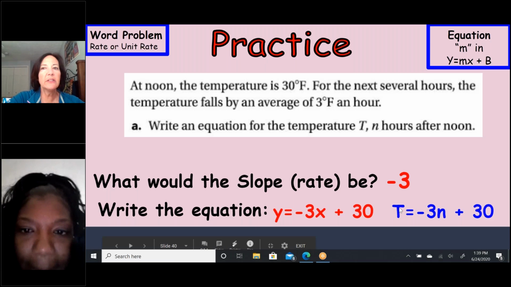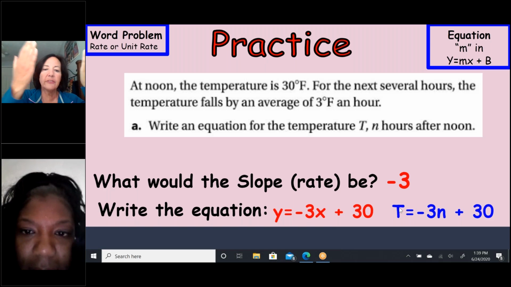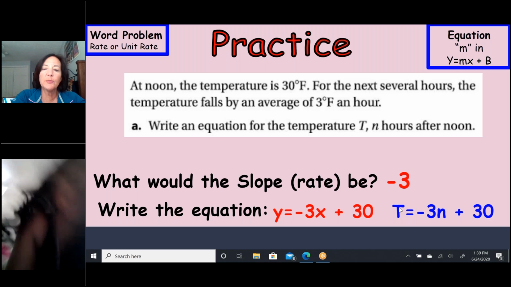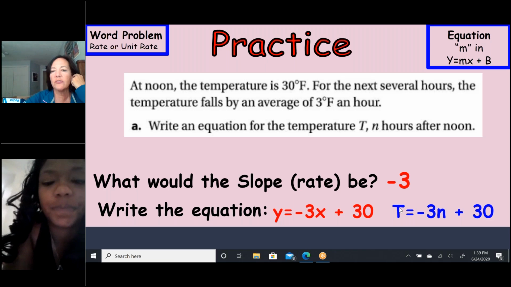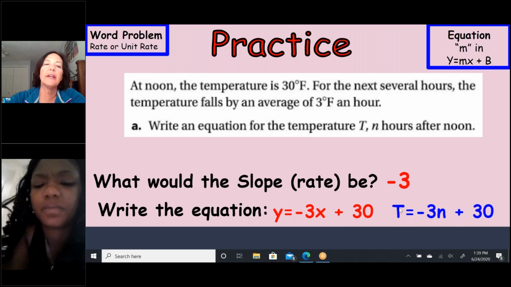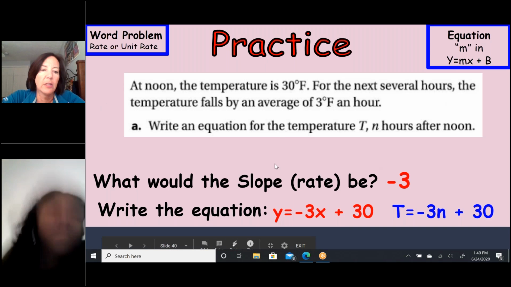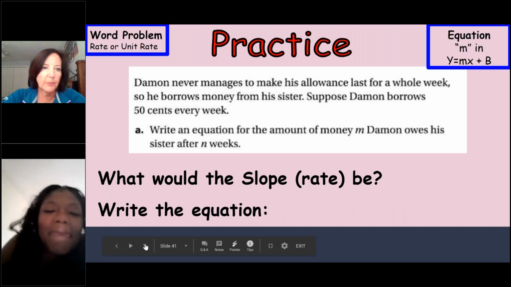In slope-intercept form, they always use the variables y and x to represent the dependent and independent variable. But very common in algebra, they'll substitute other letters of the alphabet that help us understand what the variables are that we're actually talking about. So I just wanted to show that one.